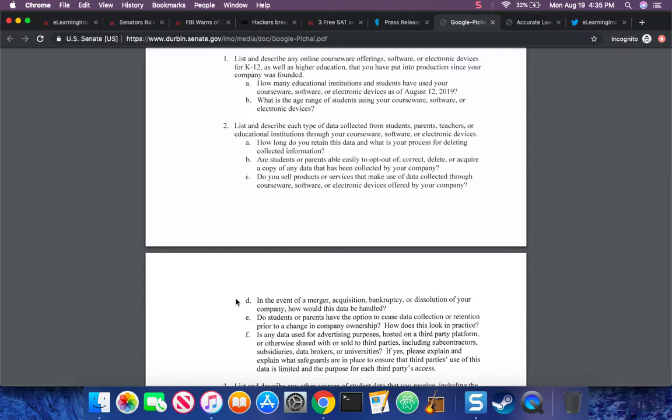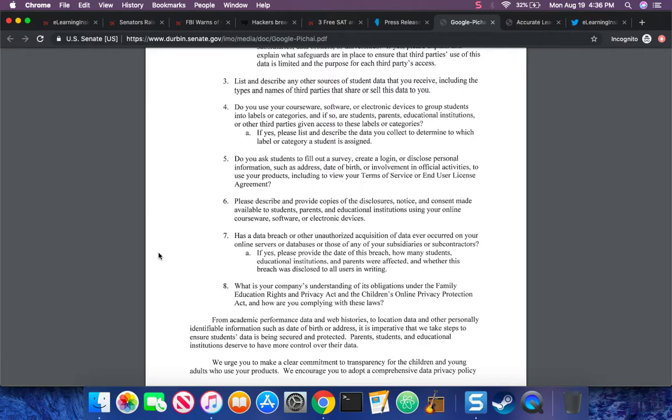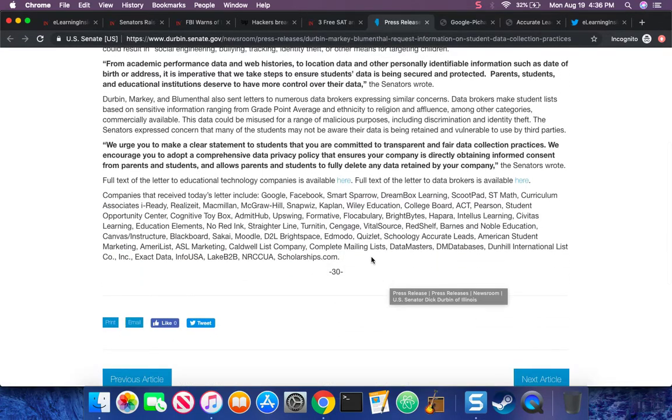The recipients of this letter ranged widely in size and scope. They included some usual suspects when it comes to data privacy issues like Google and Facebook, and they also were sent to major incumbent education publishers like Pearson, McGraw-Hill, Macmillan, Wiley, and Cengage.